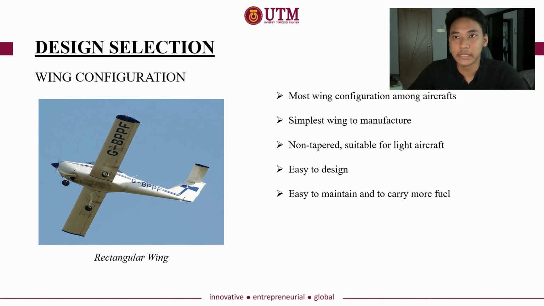So let's start with the design selection. For our wing configuration, we are using a rectangular wing. The factors in choosing this rectangular wing are because this is the most common wing configuration among aircraft. It is also the simplest wing to manufacture. Since it is non-tapered, it is also suitable for light aircraft. It is easy to design and also easy to maintain and to carry more fuel for a real working aircraft that is using fuel to fly.